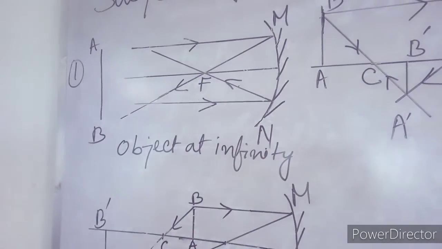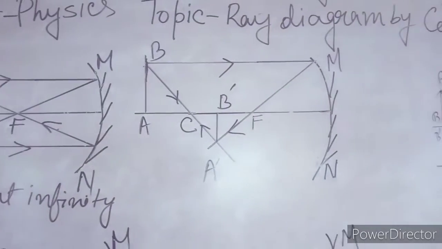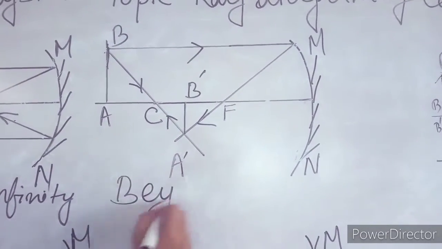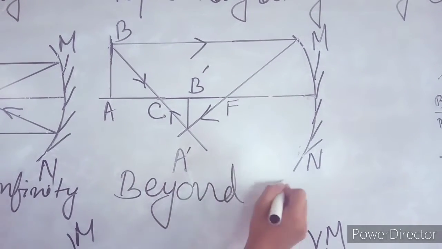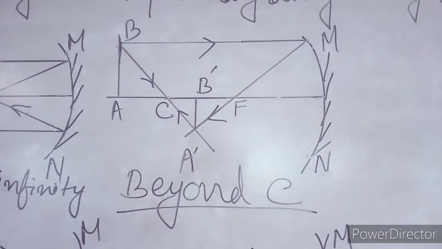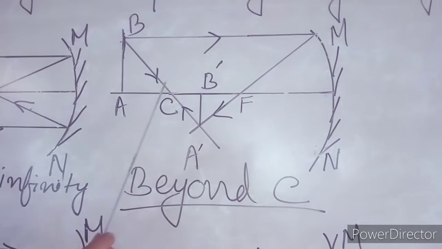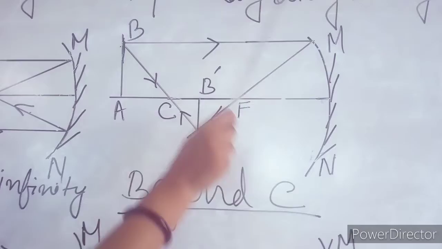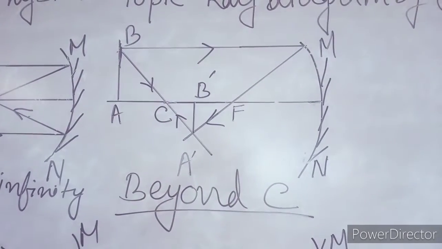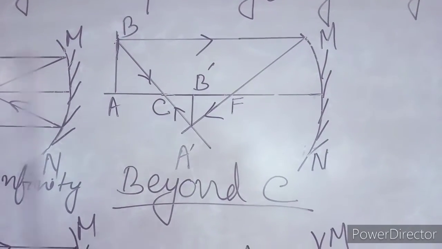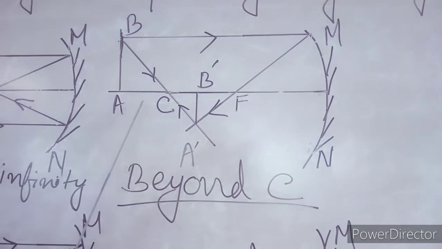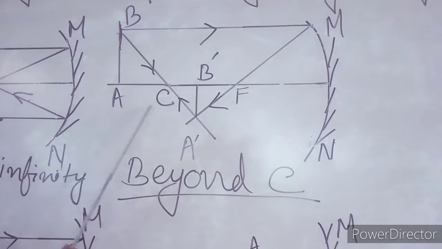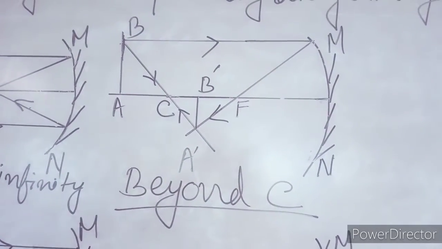The second case is this one. In this case, where is the object? The object is beyond C. Beyond C means after C. We know that C is the center of the sphere. The mirror is a part of that, and C is double of F, that we know. Now the object is this one, AB.